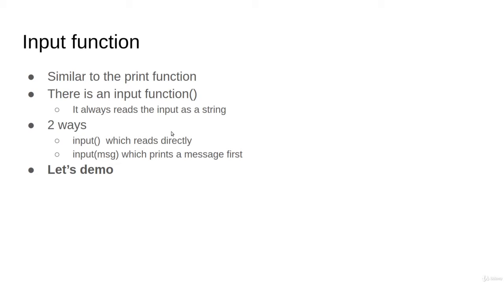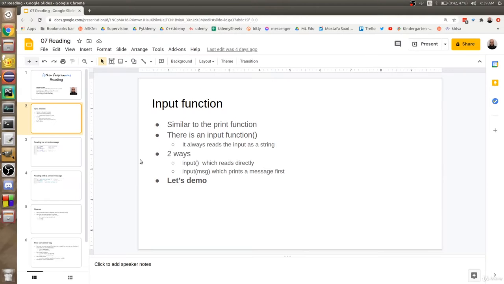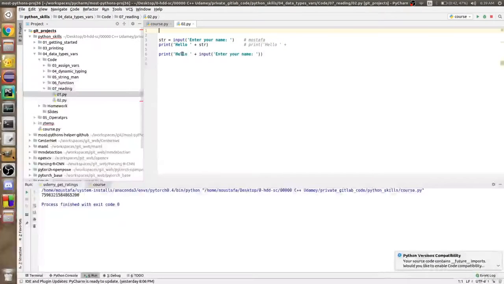There are two ways to use it. You might use input of something empty, which is just going to read directly, or input of message, which is going to print the message first and then read the input. I would like to demo here so that you can see more of what's happening behind the scenes. So let's go to this code here.